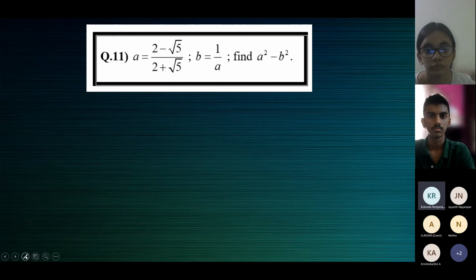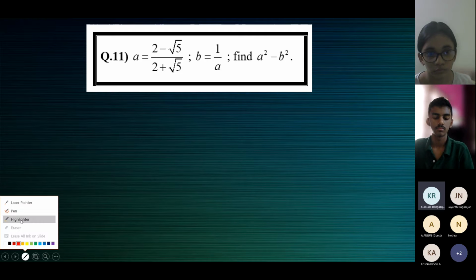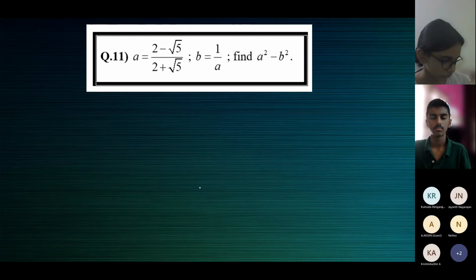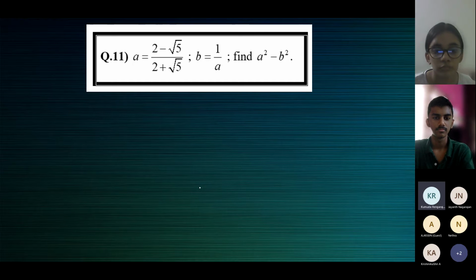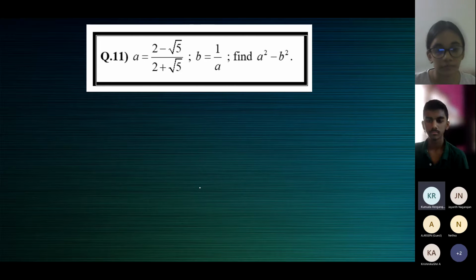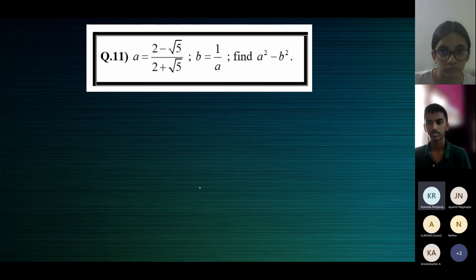Who can tell me the procedure? I want the algorithm. What is the procedure to be adopted to find A square minus B square? You can do it. Yes, think. One minute time. Just the procedure. Ma'am, first we should conjugate A and B and then we should square them. Okay, fine. Any other method? Okay, that's fine, Madhumita. Yes. Rationalize A, rationalize B, then A square minus B square.